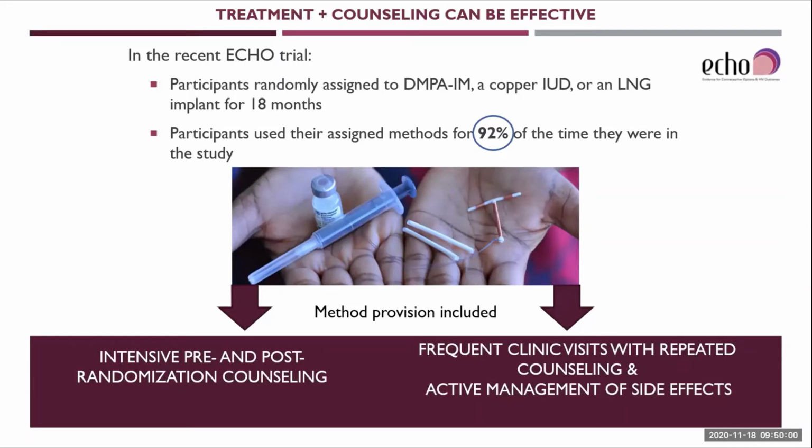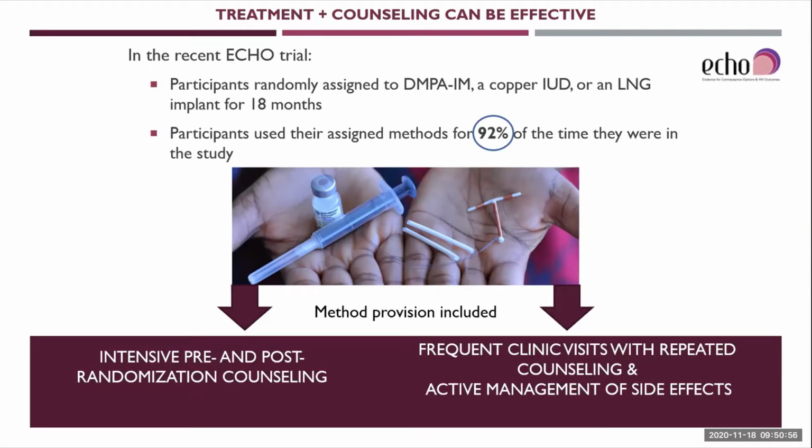One thing that I wanted to mention, though, is that despite these treatments only working in the short term, a combination of treatment following the SPR guidelines, along with counseling, both pre and post method administration, can be very effective. I was a co-investigator in the recent ECHO trial, which looked primarily at HIV acquisition, where women were randomized to either DMPA-IM, a copper IUD, or an LNG implant, and followed for up to 18 months. A secondary objective of this trial, as well as something that was needed in order for us to meet our primary objective, was that participants use their assigned methods. And so when we designed the trial, we looked at everything that had ever been done to help women continue their methods, and we built that into the counseling and treatment.